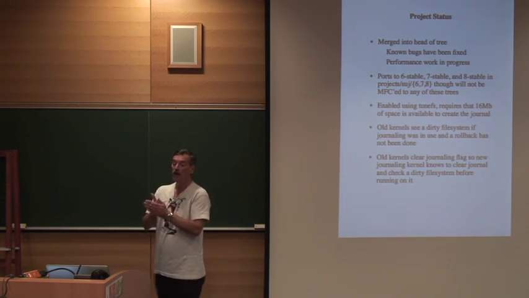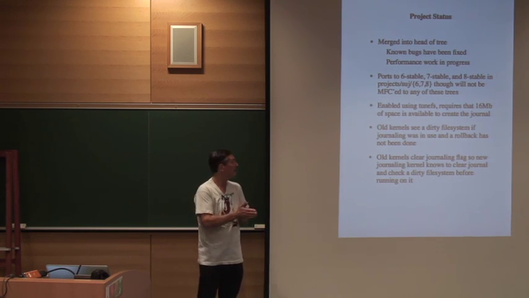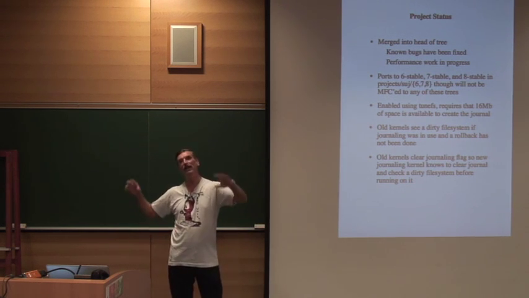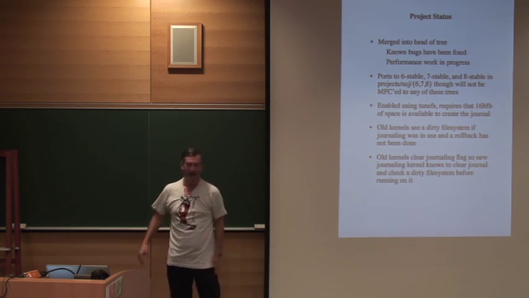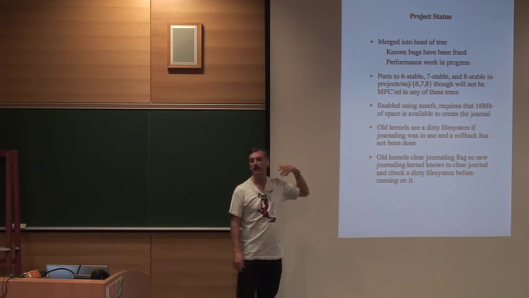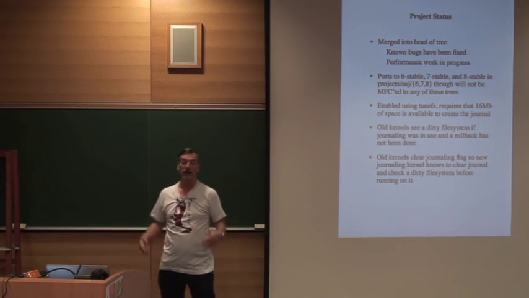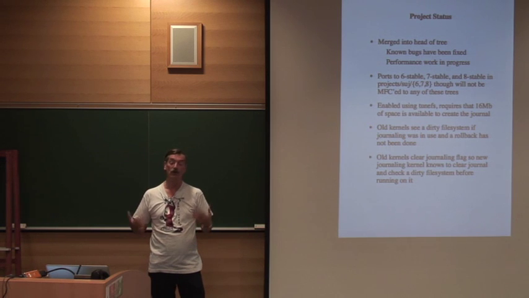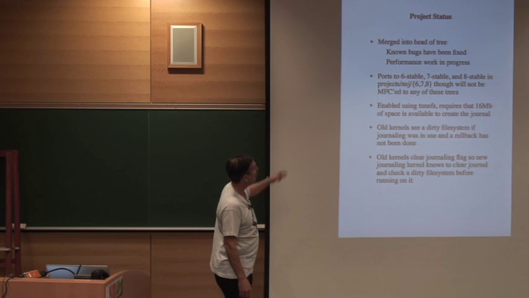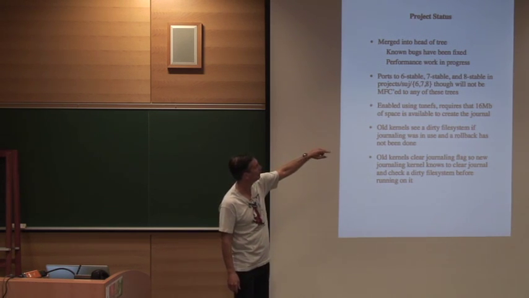At any rate, the known bugs have been fixed, although just as Jeff was leaving, he said, oh, someone reported another bug, and I haven't found it yet. So I'm not allowed to say all known bugs are fixed, but the known bugs at the time I wrote these slides are fixed. The performance work is in progress. The issue is to clean up some of these things where you're blocking to write the journal to try and mitigate those. Jeff has actually done ports to 6 stable, 7 stable, and 8 stable.